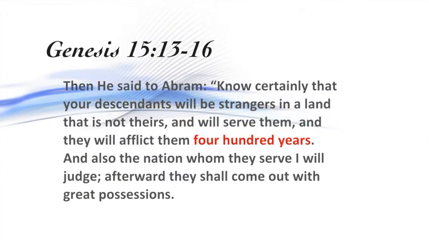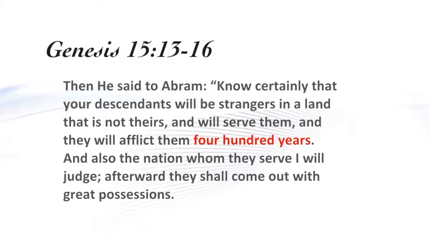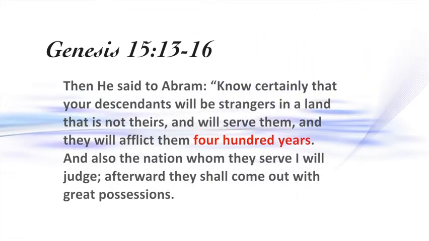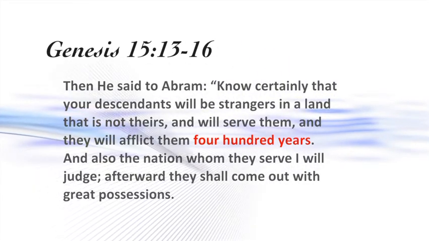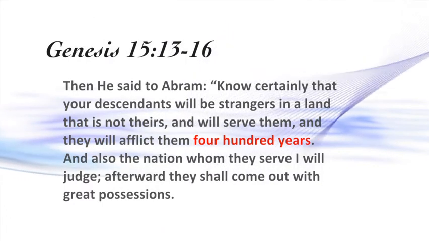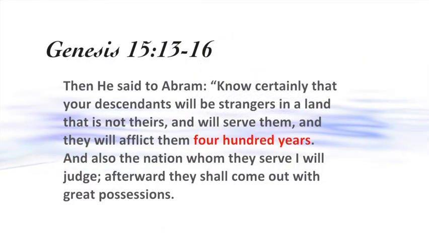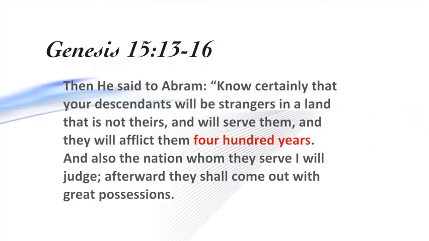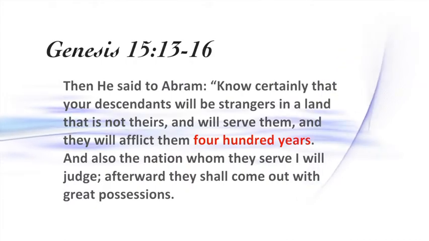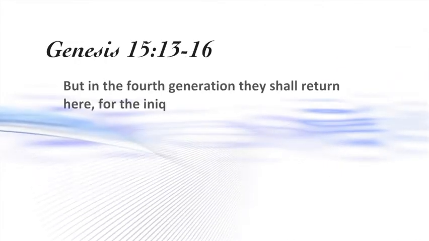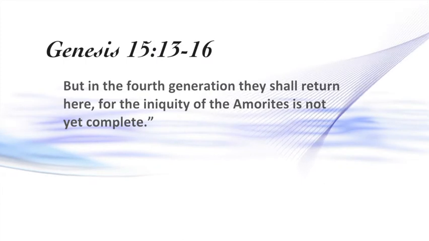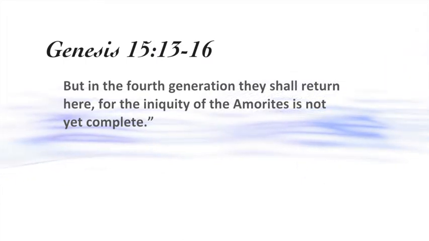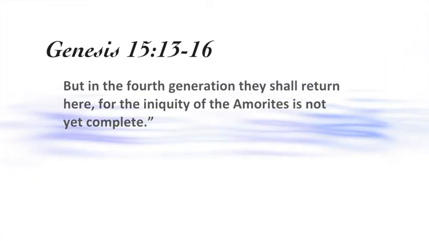In Genesis 15:13-16, we read that God said to Abram, "Know of a surety that your seed shall be a stranger in a land that is not theirs, and shall serve them, and they shall afflict them 400 years. And also that nation whom they shall serve will I judge, and afterward they will come out with great substance." That's, of course, a prophecy of the Exodus. "In the 4th generation they shall come here again," that is, to possess the promised land, "for the iniquity of the Amorites is not yet full."